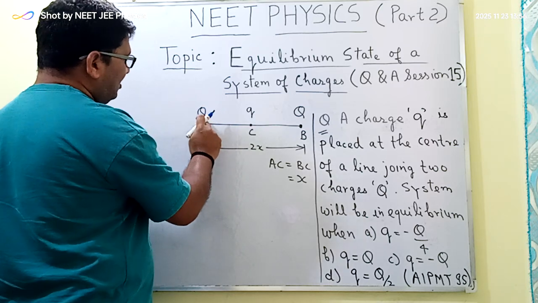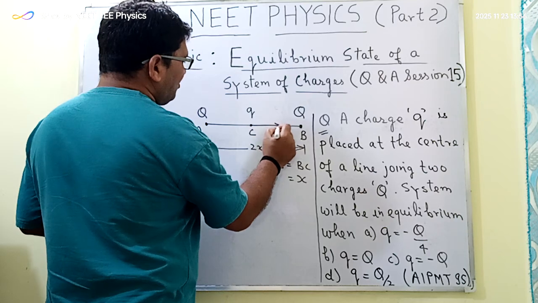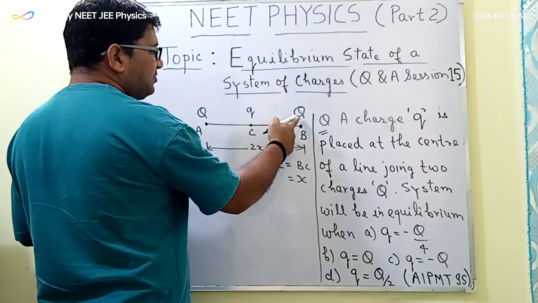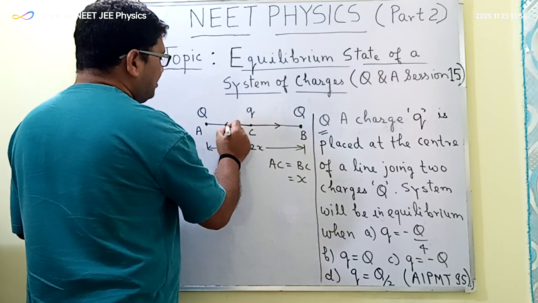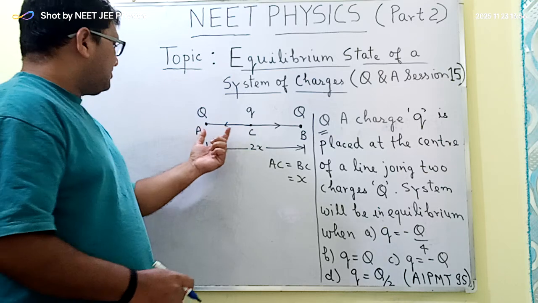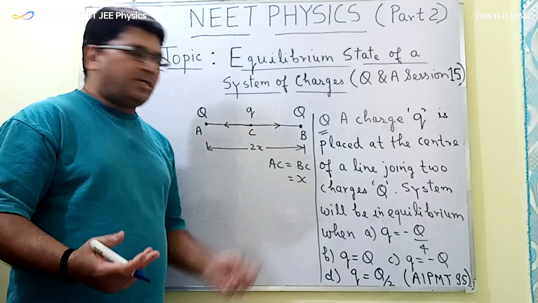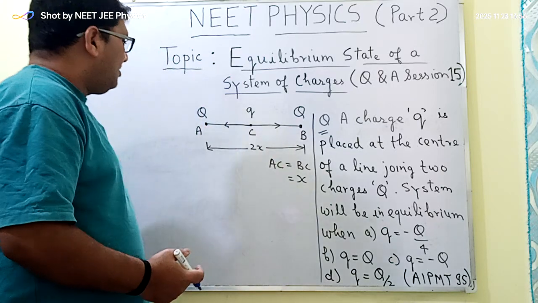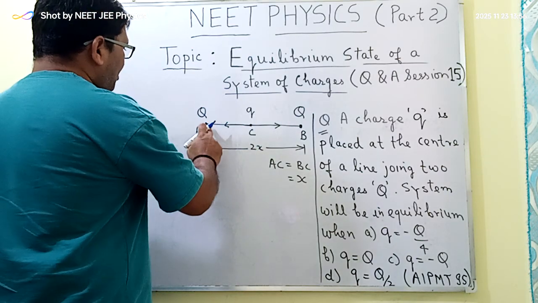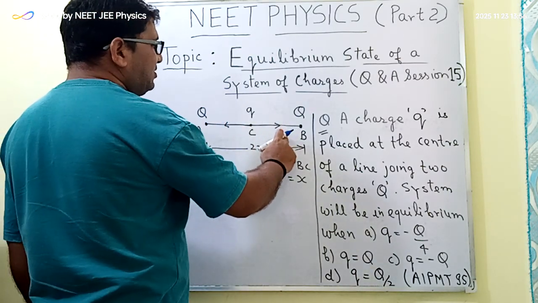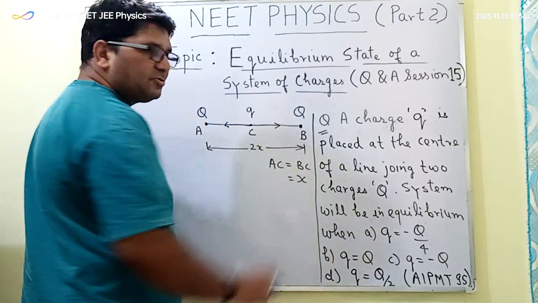The electrostatic force due to the charge Q placed at A will be in the direction given by this arrow, and the direction of the electrostatic force because of the charge capital Q placed at B will be in this direction. The magnitude will be the same because AC is equal to BC and the magnitudes of both the charges at A and B are equal. So the net force on the charge small q is 0. Now this system of charges will be in a state of equilibrium when the net force on the charges placed at the points A and B is also equal to 0.